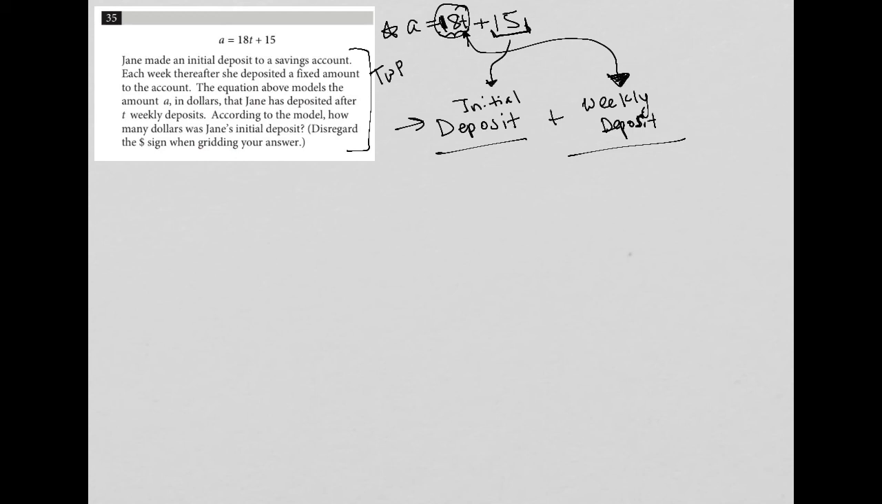It tells me that T represents a number of weeks. So again, that must track to the weekly deposits. And then this plus 15 here, that seems like a one-time thing because we're not multiplying that by a number of weeks. Must have been my initial deposit. So the final answer here is 15.